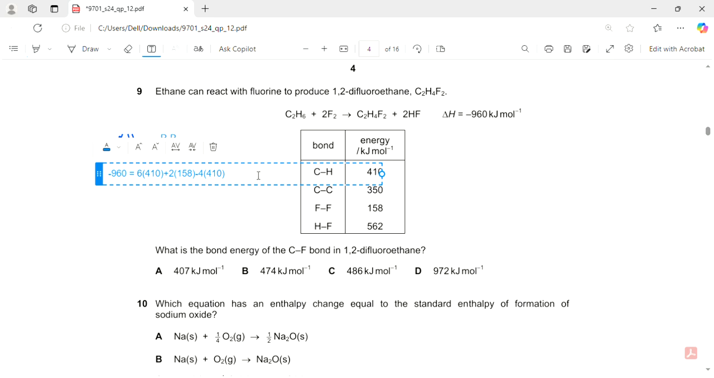we don't know the CF bond. What is the value of the CF bond? But it's multiplied by 2. Plus 2 CF bonds and plus 2 HF bonds. What is the value of the HF bond? 562.